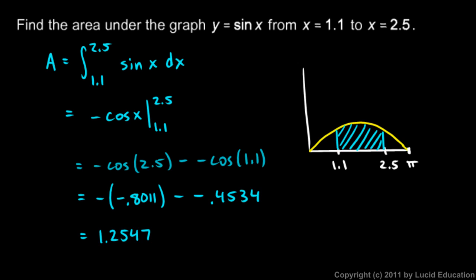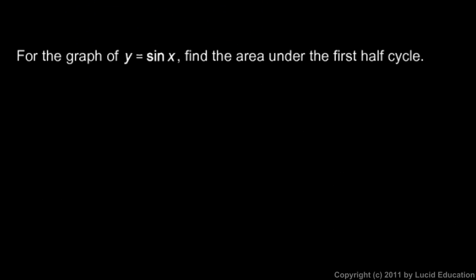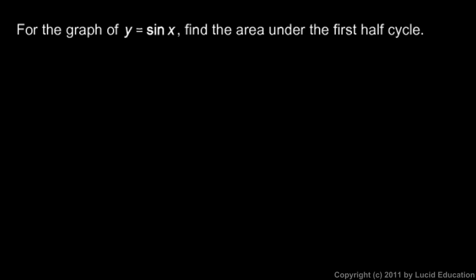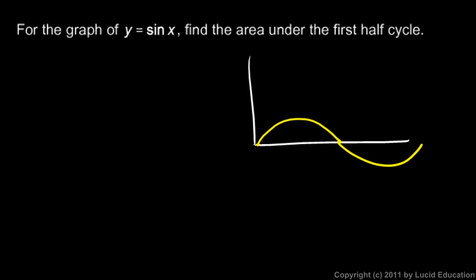All right, now let's look at the next problem. For the graph of y equals sine x, find the area under the first half cycle. So this is what we're looking for now. A quick sketch here. The sine function does this. We're just looking at the first half cycle. Remember, the up part and the down part is a complete cycle. We're just looking at the first half cycle right here, and we're looking for this area.